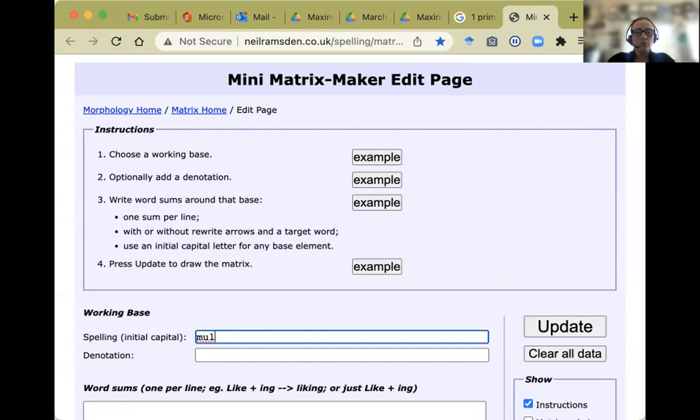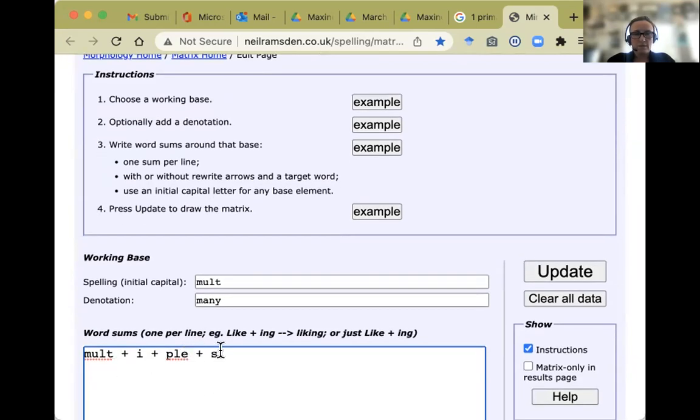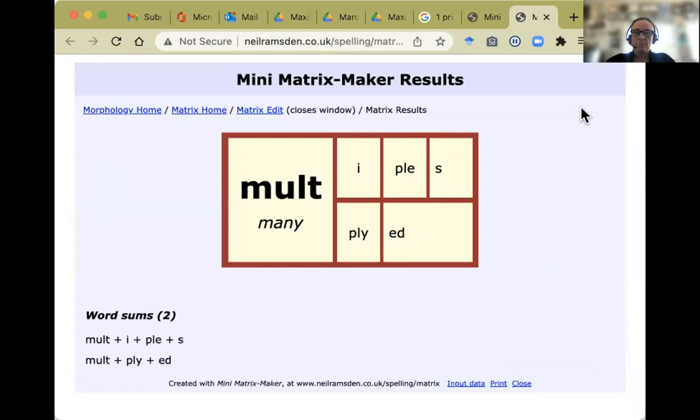And again, you might not do this, but you might find this whole idea of visualizing it helpful. You don't have to do this in terms of what you're studying, but you can certainly do it on a piece of paper. You don't have to make it this fancy. And then I'm just going to make one more to show you how easy this is. Okay, so let's do this one plus PLY plus ED. Okay, and we'll just see what happens here. So it automatically makes this for you. It doesn't take that long.